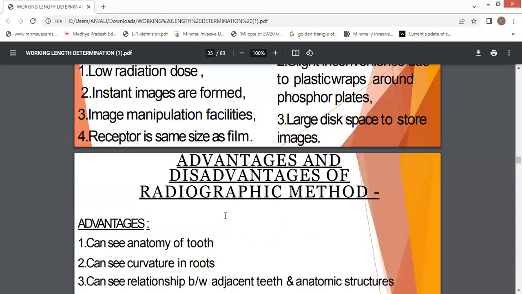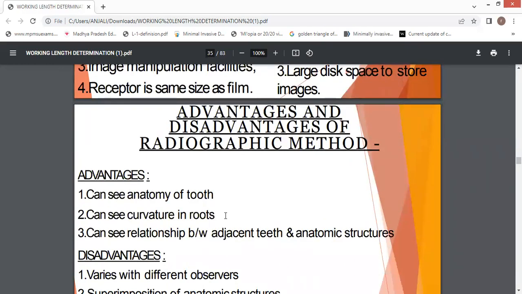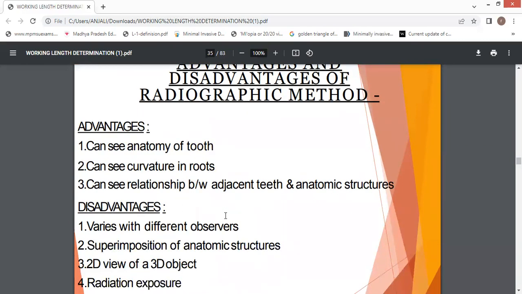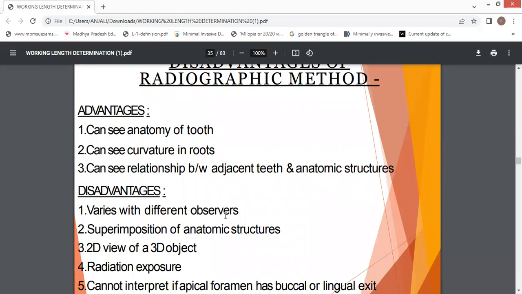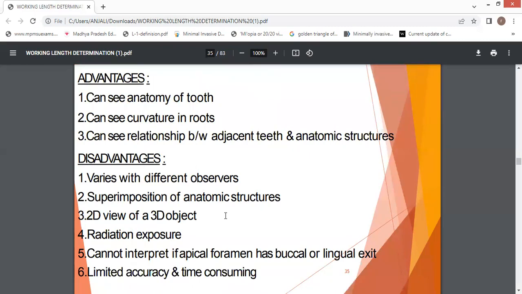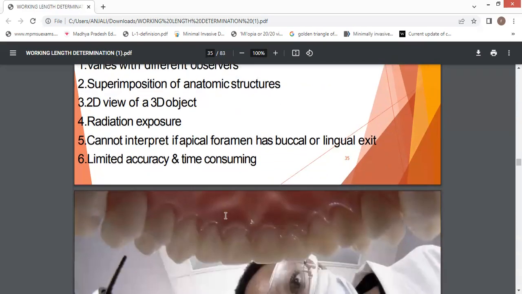Advantages and disadvantages of radiographic method. Here are some advantages of radiographic method: we can see anatomy of growth, we can see curvatures of roots, we can see radiographic relationship between adjacent teeth and anatomic structures. There are some disadvantages too, which are: varies with different observers, superimposition of anatomic structures, 2D view of a 3D subject, radiation exposure, cannot interpret if apical foramen has buccal or lingual exit, limited accuracy and time consuming.